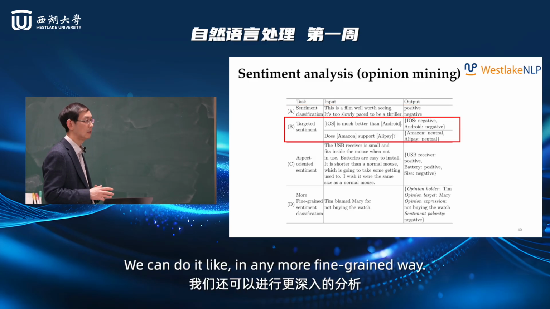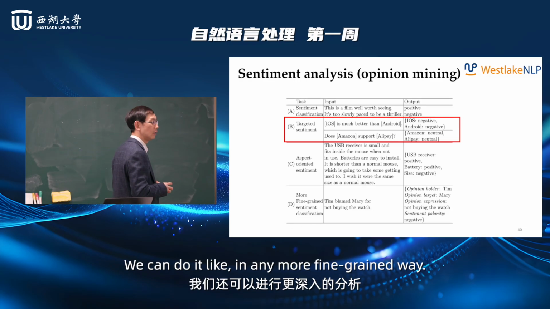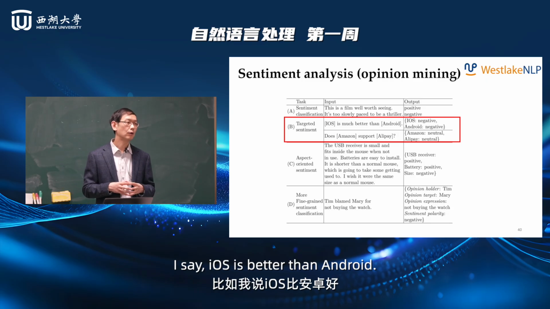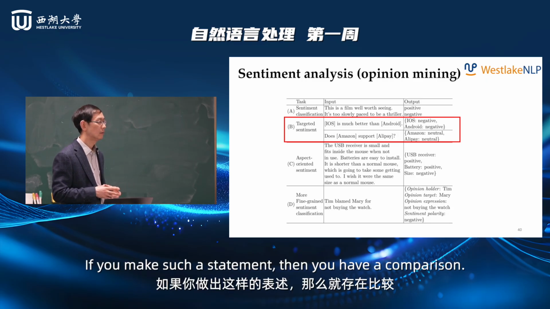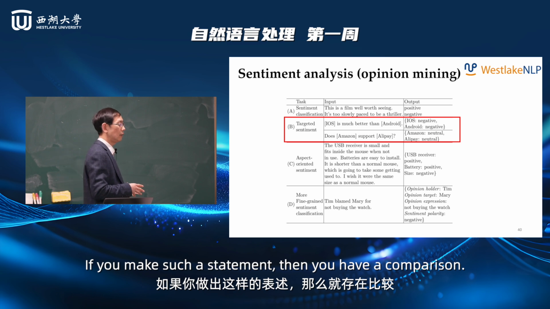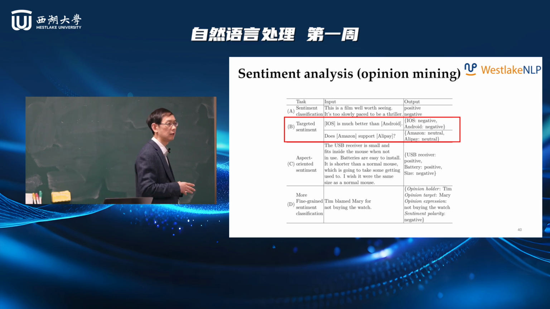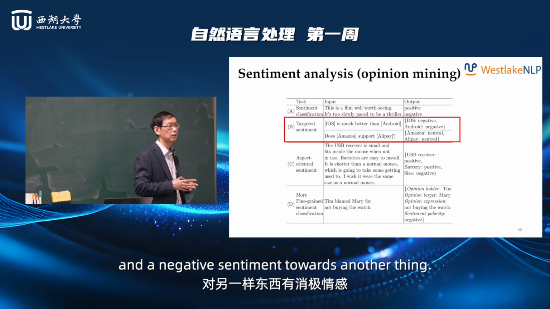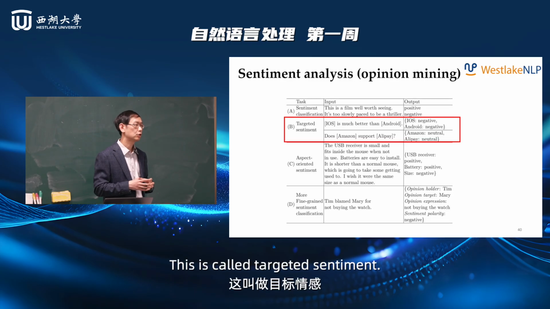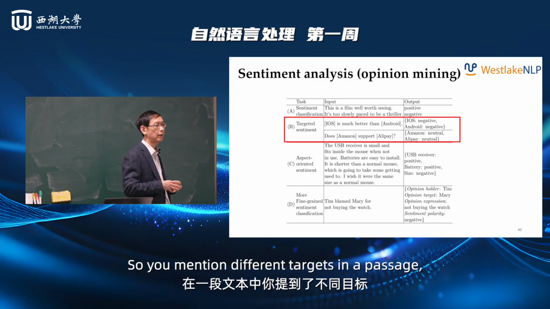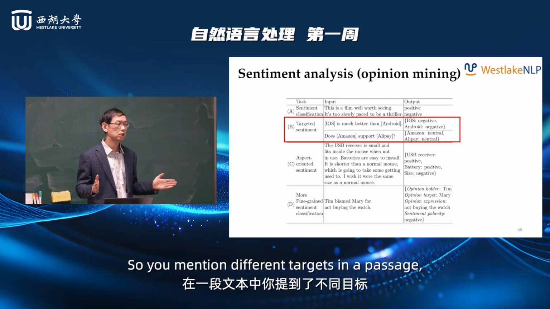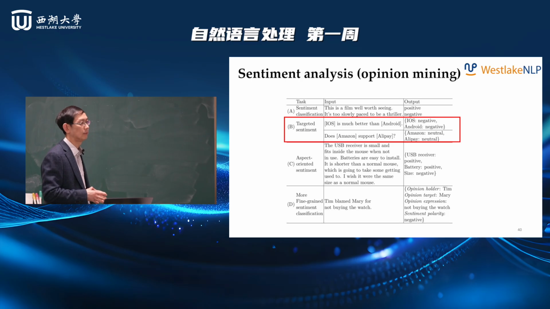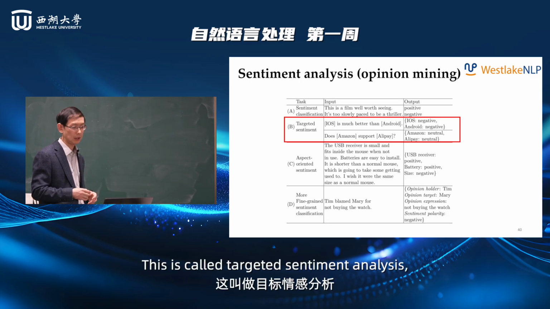You can do it in a more fine-grained way. For example, I say, "iOS is better than Android." If you make such a statement, then you have a comparison, where you have a positive sentiment towards something and a negative sentiment towards another thing. This is called targeted sentiment. So you mention different targets in a passage and you have a sentiment on each target. This is called targeted sentiment analysis.